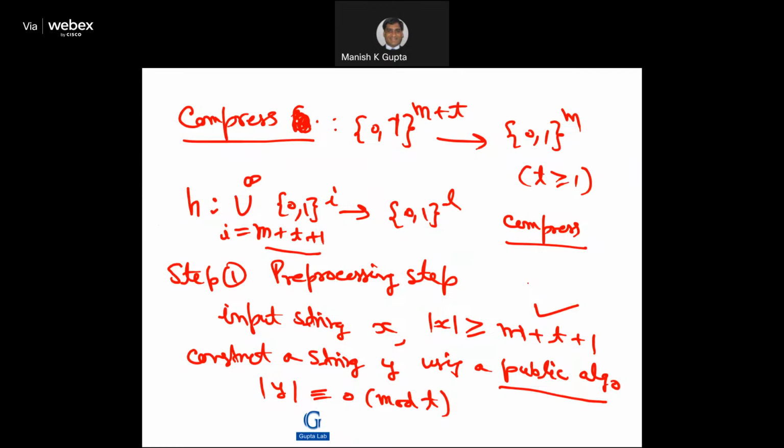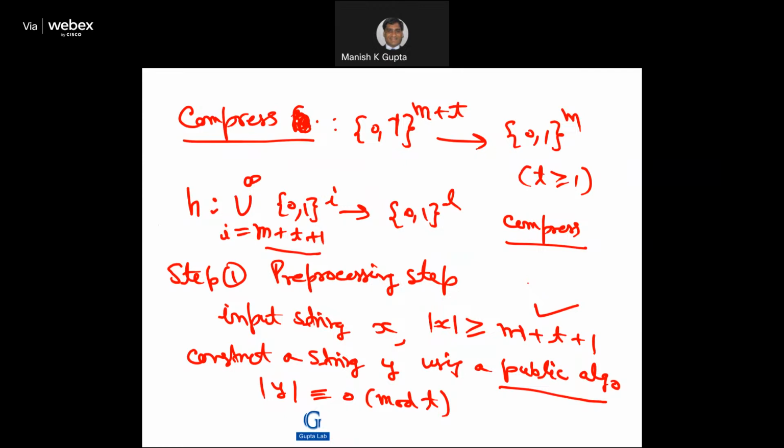So it requires certain steps. Step 1 is known as the pre-processing step. The input string is X, and we assume that the length of X is at least m plus t plus 1, because that is the lower bound.